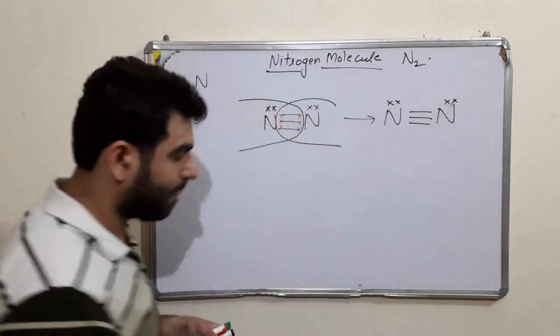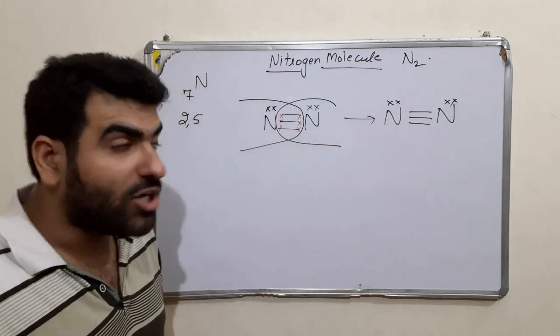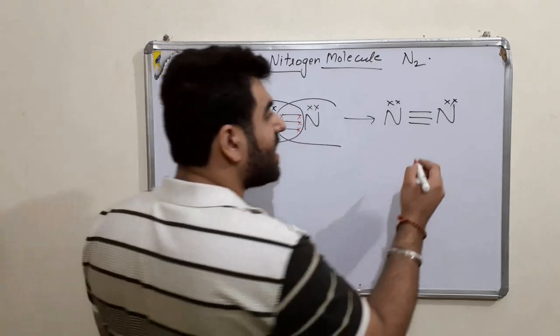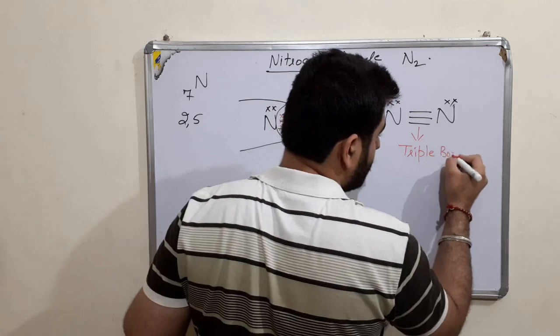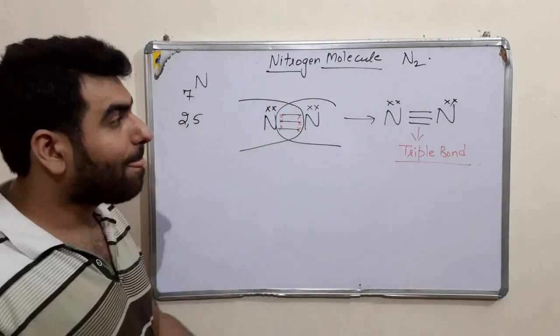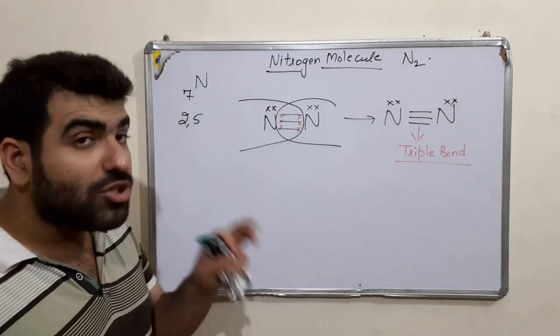So N, triple bond N, and there are these pairs of electrons. So this formation of 3 bonds by sharing 3 pairs of electrons is known as the formation of a triple bond.